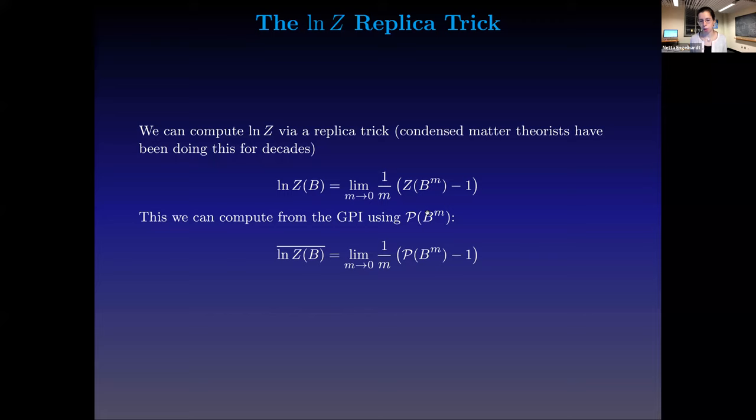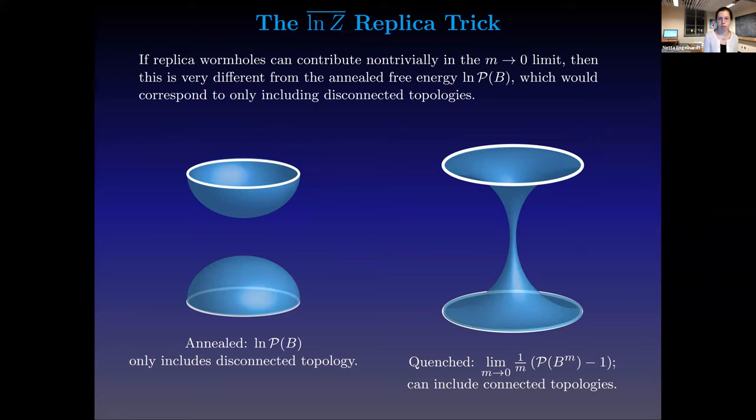So let's talk about this log Z replica trick. If replica wormholes can contribute non-trivially to the log Z replica trick in the M goes to zero limit, then the quenched free energy, which is this object, is going to be very different from the annealed free energy, which is this log of Z of B. So this one would only receive contributions from disconnected topologies. And this one would be able to receive contributions from the connected topologies. So in principle, these two can give two very different answers.